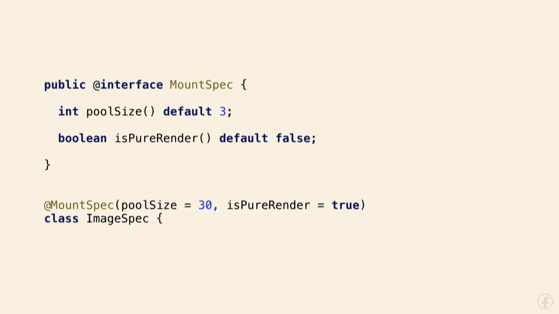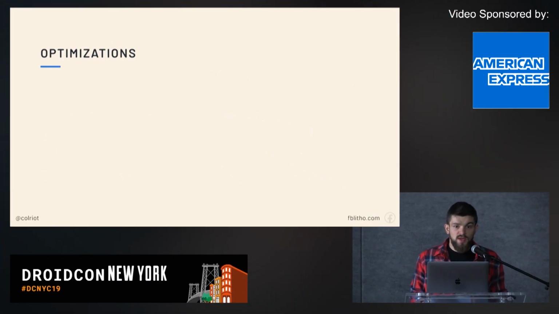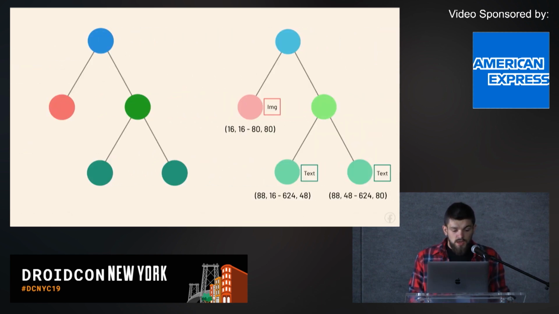And using this pure render parameter, we can provide several optimizations to the way we draw these components to the screen. First of all, we have an optimization that is called diffing, layout and mount diffing. We are able to reuse measurements from the previous steps and actually layout outputs, these actual items that will be drawn on the screen, from the previous pass, if our mount spec is a pure renderer.